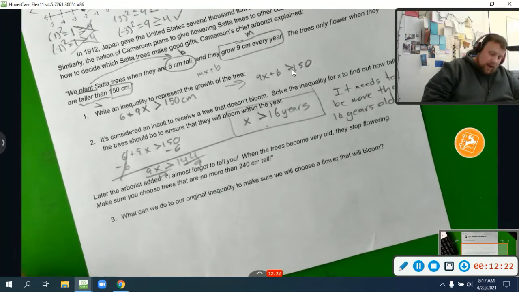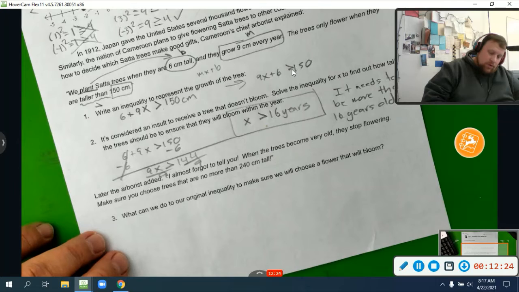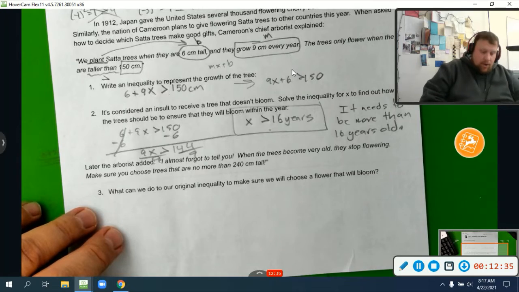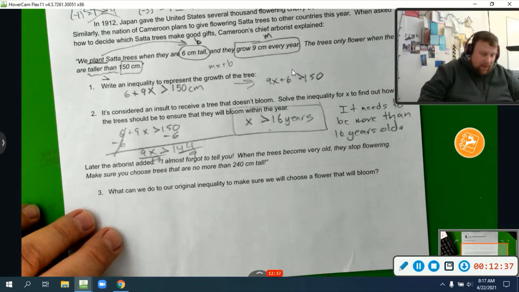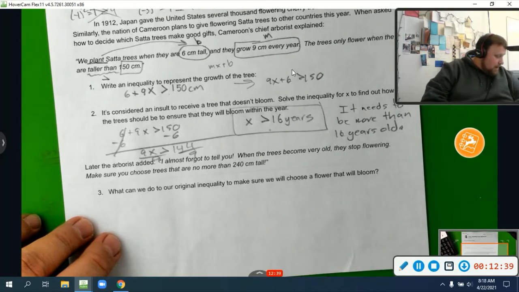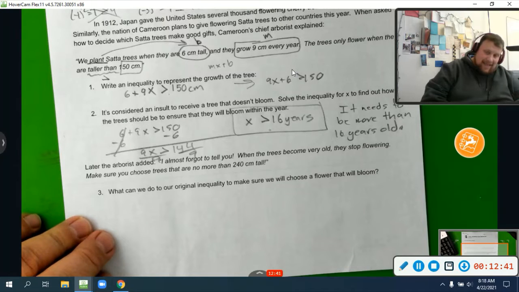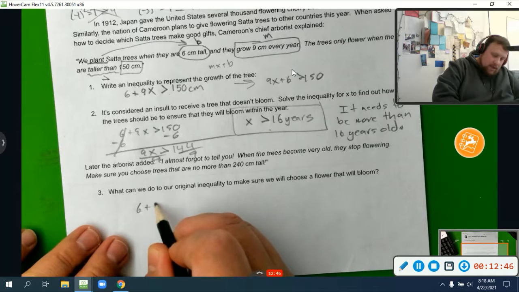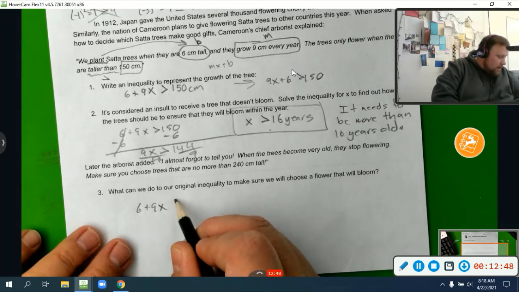Later, the arborist added, I almost forgot to tell you, when the trees become very old, they stop flowering. Make sure you choose trees that are no more than 240 centimeters tall. All right. So, I need it to be greater than a certain boundary, but I also need to make sure it's less than another boundary. So let's solve this. It's still growing at 6 plus 9x.